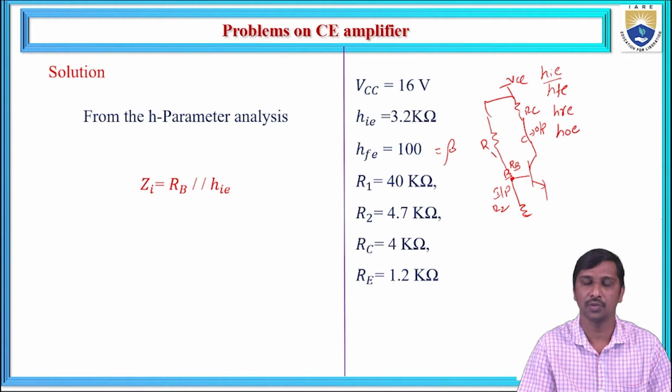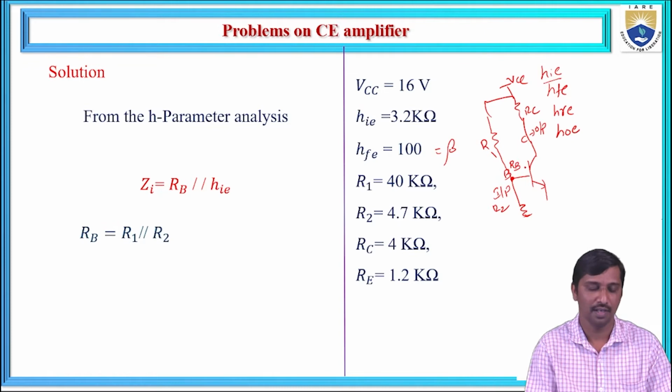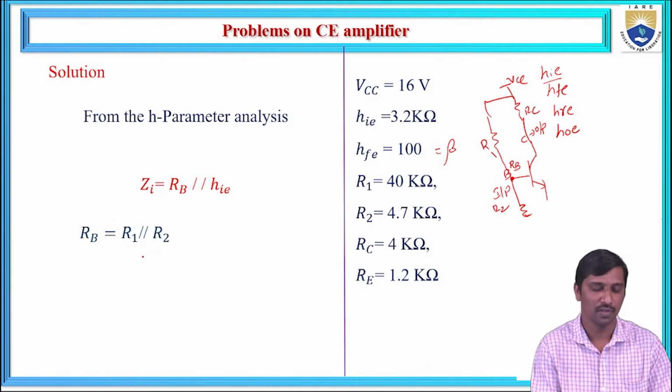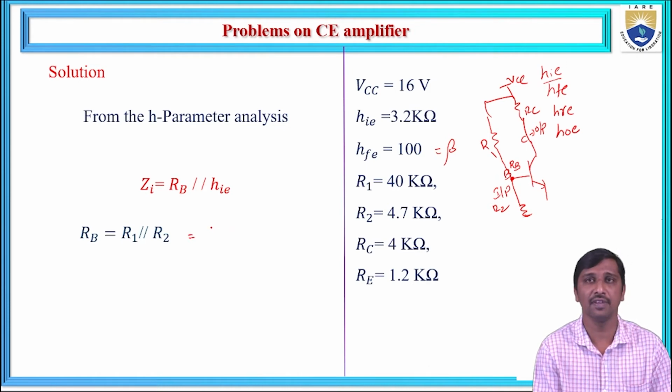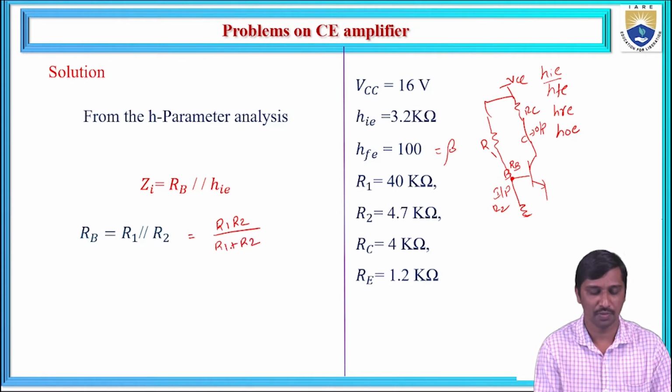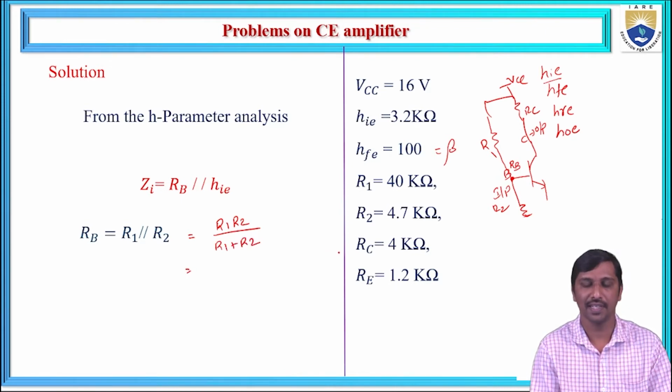Hence, the input side contains the two resistances R1 and R2. Across the base, we need to calculate the equivalent Thevenin's resistance at the base side. From that, we know that RB is the parallel combination of R1 and R2. So based on this, the equivalent base resistance is R1 R2 by R1 plus R2.